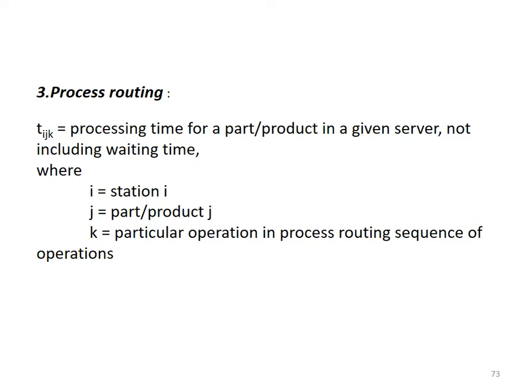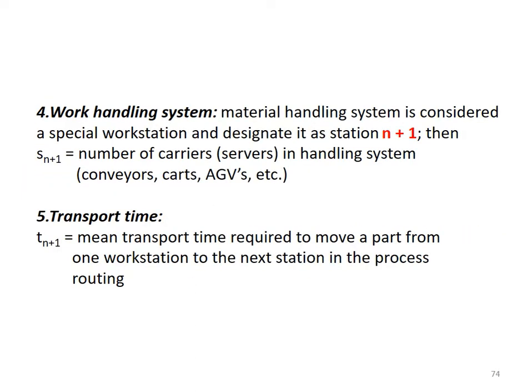Some depends on the particular requirement of the operation. We call K the K signified for that particular operation in the process routing sequence for that particular procedure. So we have the work handling system. As you know, the process involved in designing any product is confined to particular machines, whereas the material handling system is used for handling, transferring or transporting material from one workstation to the other, or from one cycle to the other, from one place to another.